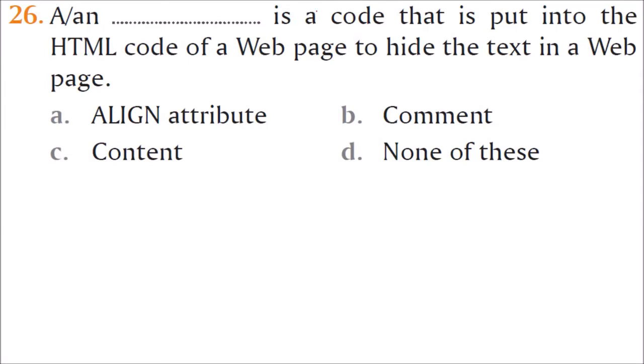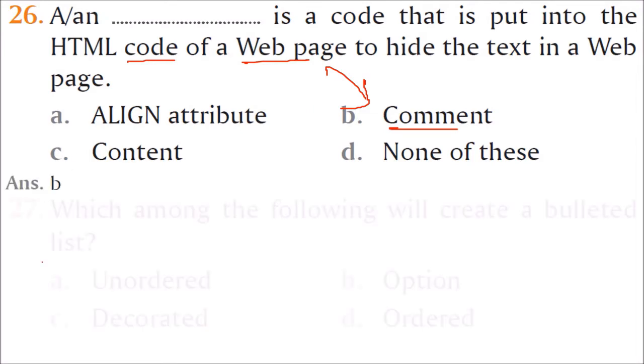A dash is a code that is put into the HTML code of a web page to hide the text in a web page. Well, the answer is like this: in programming languages and various other programming constructs, we use comment. We use comment not to hide the content, but for our understanding. So the answer here is comment, but the question is not well formulated. So we'll say that the dash is a code that is put into the HTML code other than the programming construct. So comment will be the answer, B.